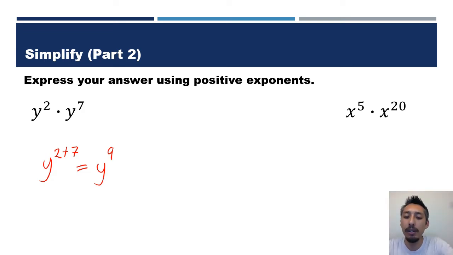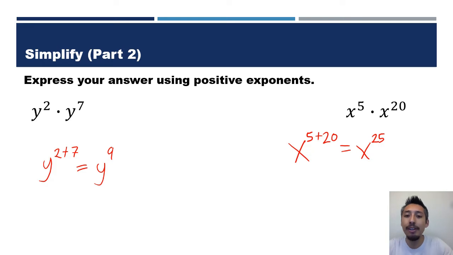We're going to do the same thing for x to the power of 5 times x to the power of 20. So here we have x as our base. Again, they have the same base. That's why this works. We have 5 from the first one, and let's add 20 from the second one. That's going to give us a total of x to the power of 25.